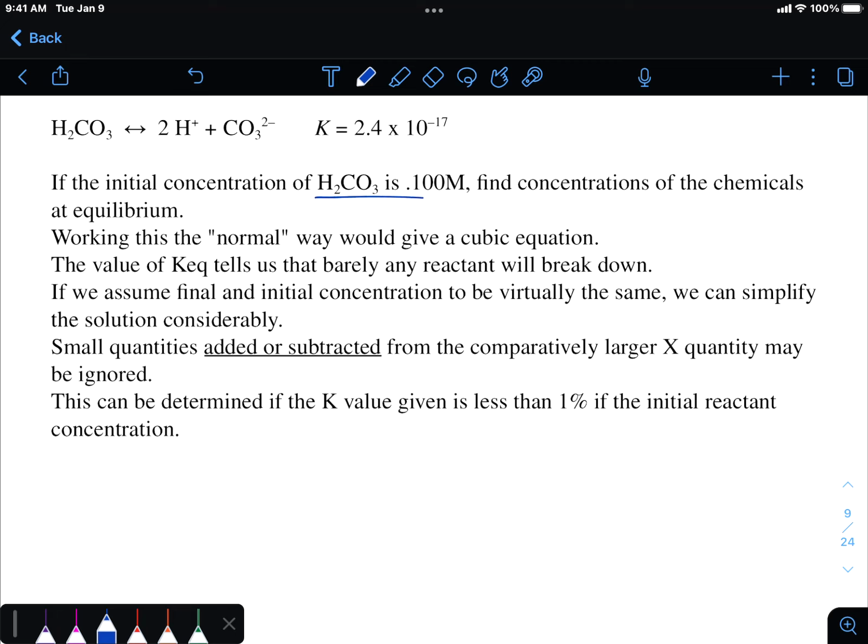So we have an initial concentration of H2CO3. Let's write out our equation and our ICE table. Aqueous. Sorry, I left these out.